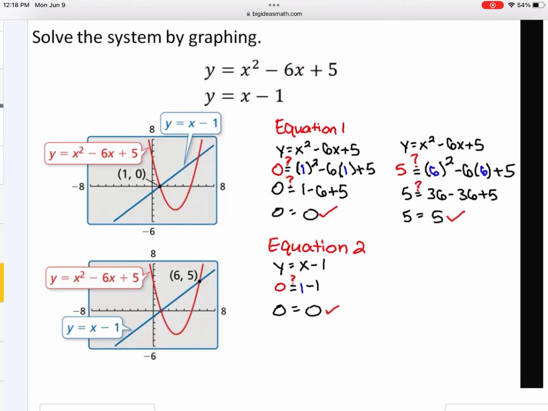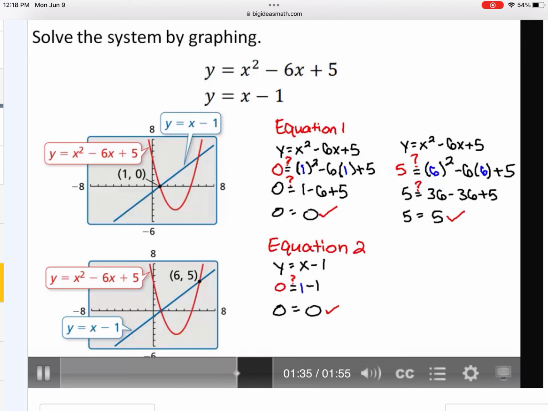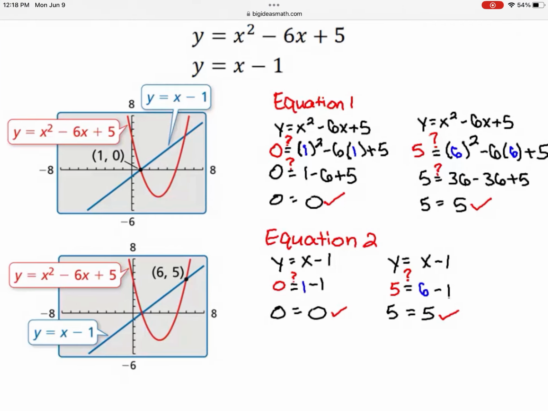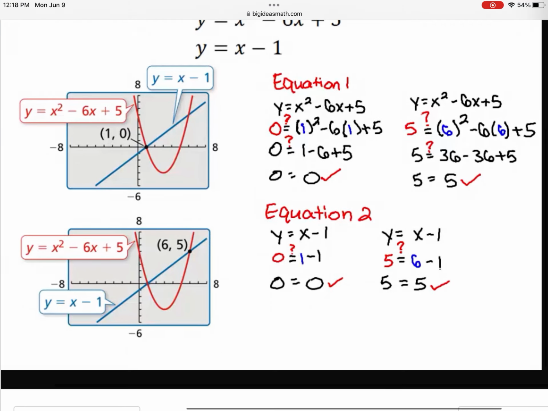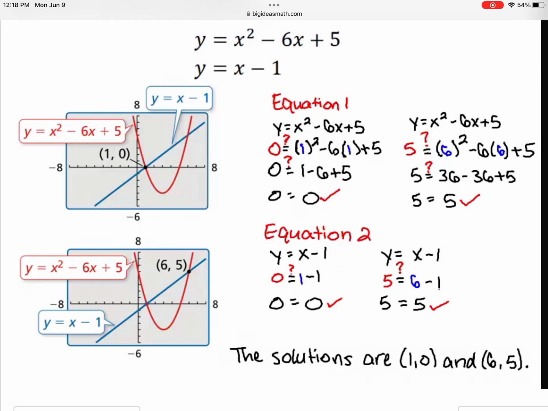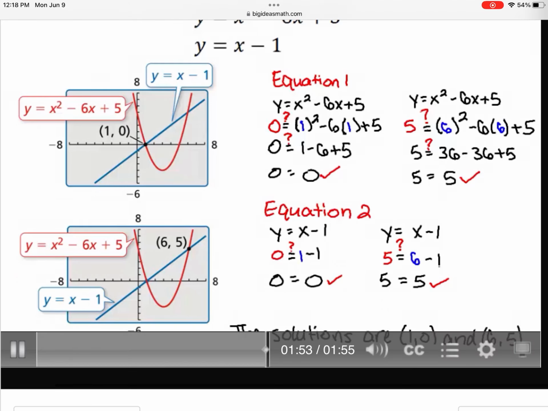minus 6x plus 5. Now check the point (6, 5) in equation 2 by substituting 6 for x and 5 for y in y equals x minus 1. 6 minus 1 is 5. Because 5 equals 5 is a true statement, (6, 5) is also a solution of the equation y equals x minus 1. So (6, 5) is also a solution to the system. So the solutions are (1, 0) and (6, 5).